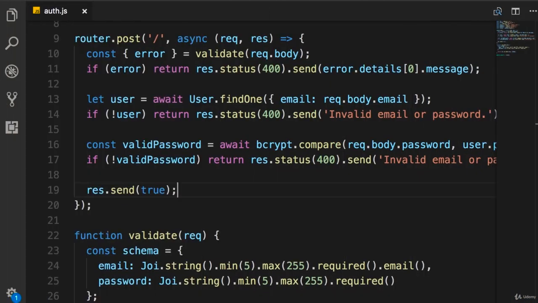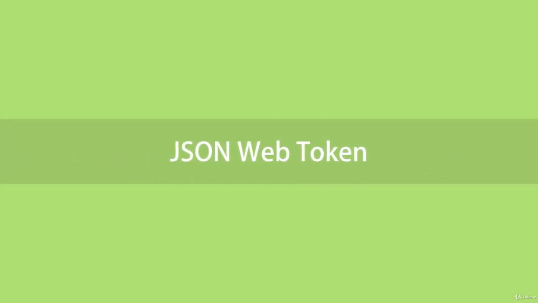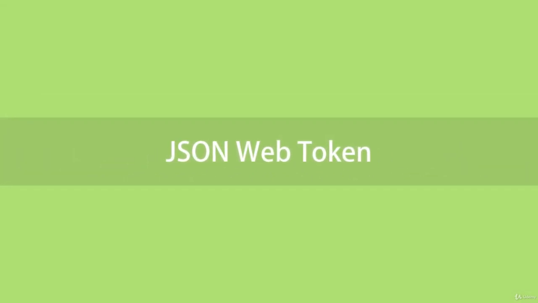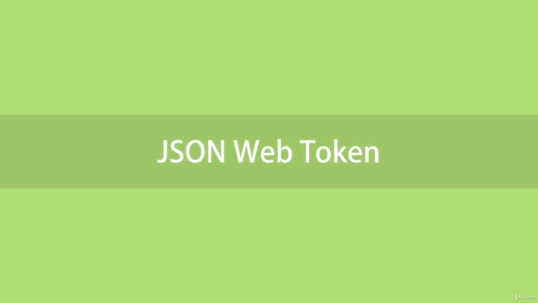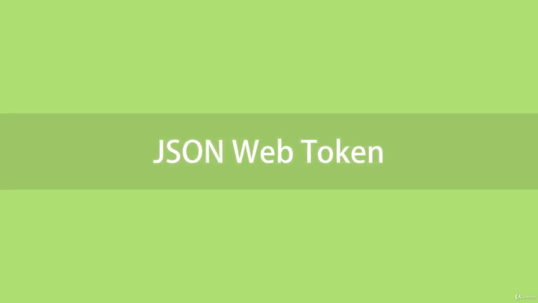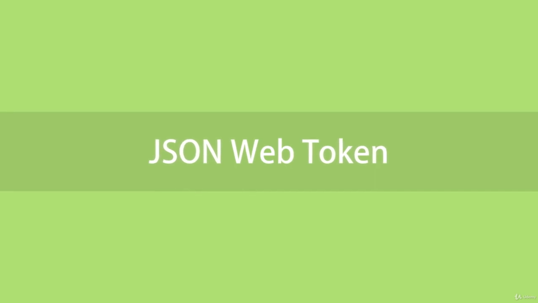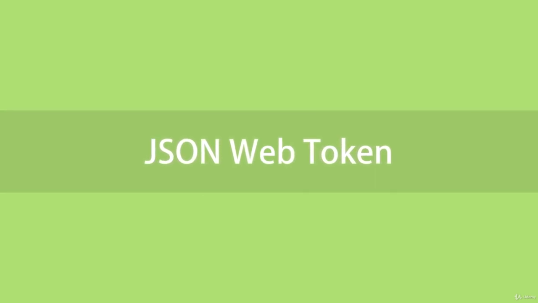So we have an endpoint for authenticating users. Now we need to modify the response here. And instead of returning a true value, we need to return a JSON web token. A JSON web token is basically a long string that identifies a user. As a metaphor, you can think of it as your driver's license or your passport. It's very similar to that.